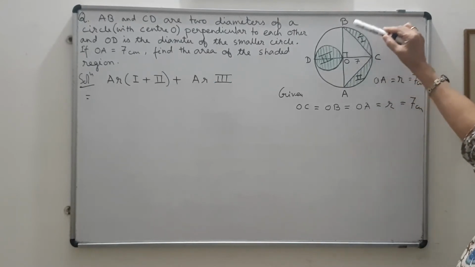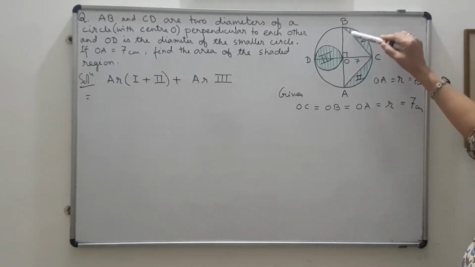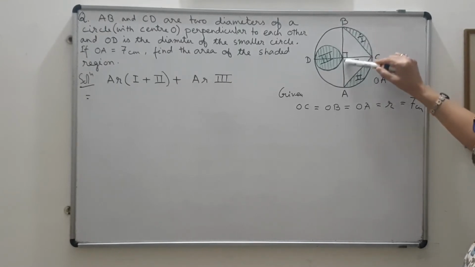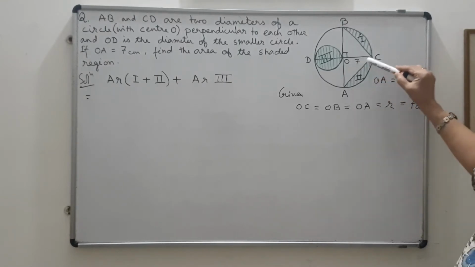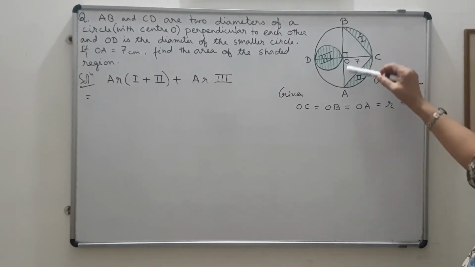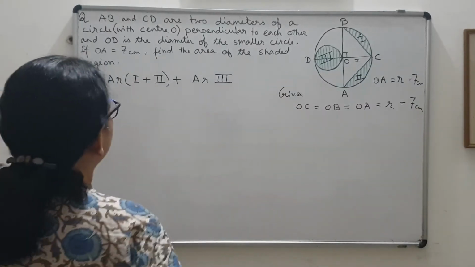Okay. And since we know the radius of this semicircle, we can very easily find out the area of the semicircle. And since this is 90 degrees, if this is the base, this OC will be the altitude. So with the formula half base into altitude, we very easily can find out the area of this triangle. So we can do it. So let me write it out.